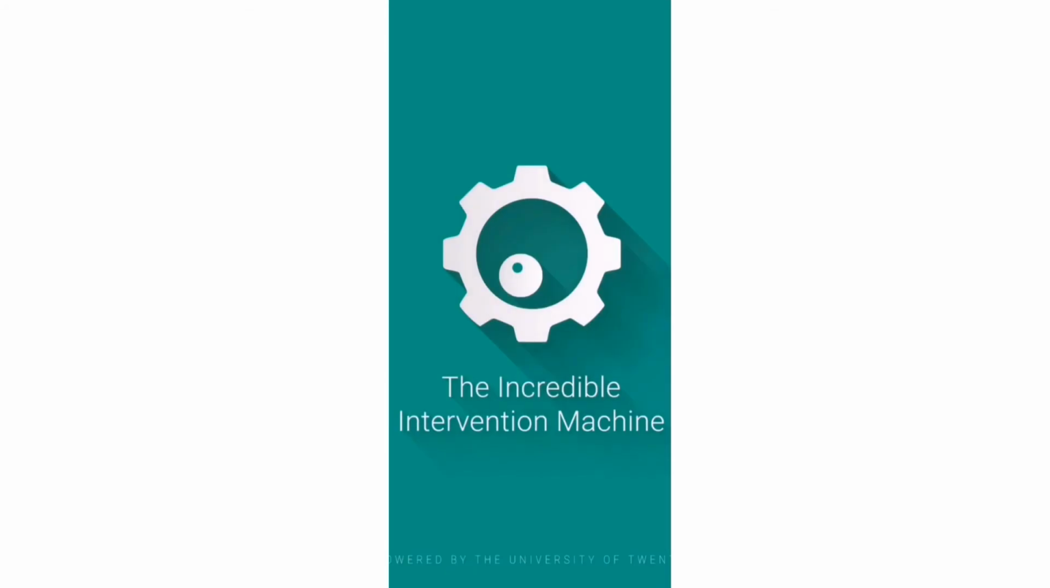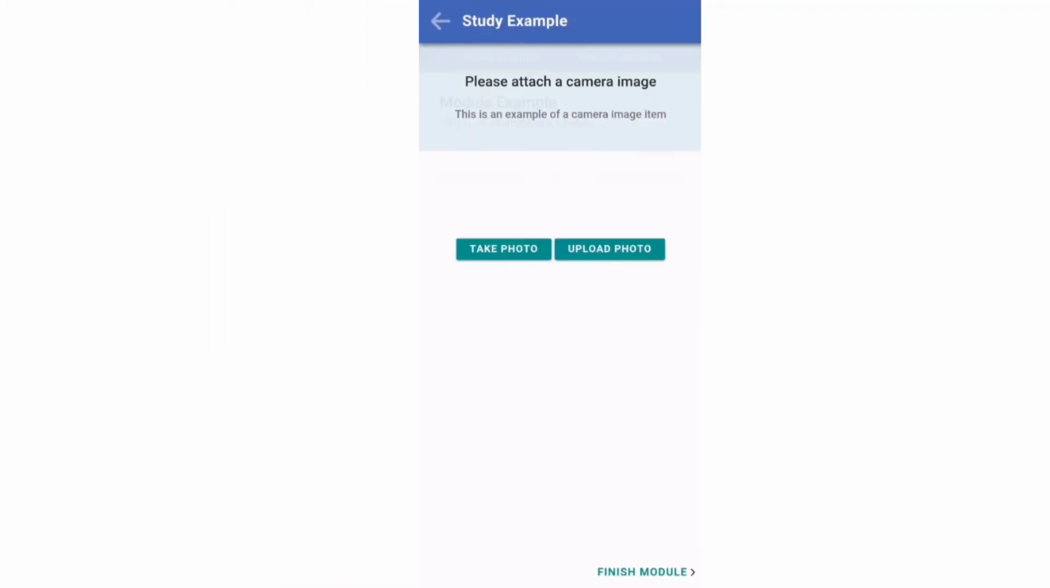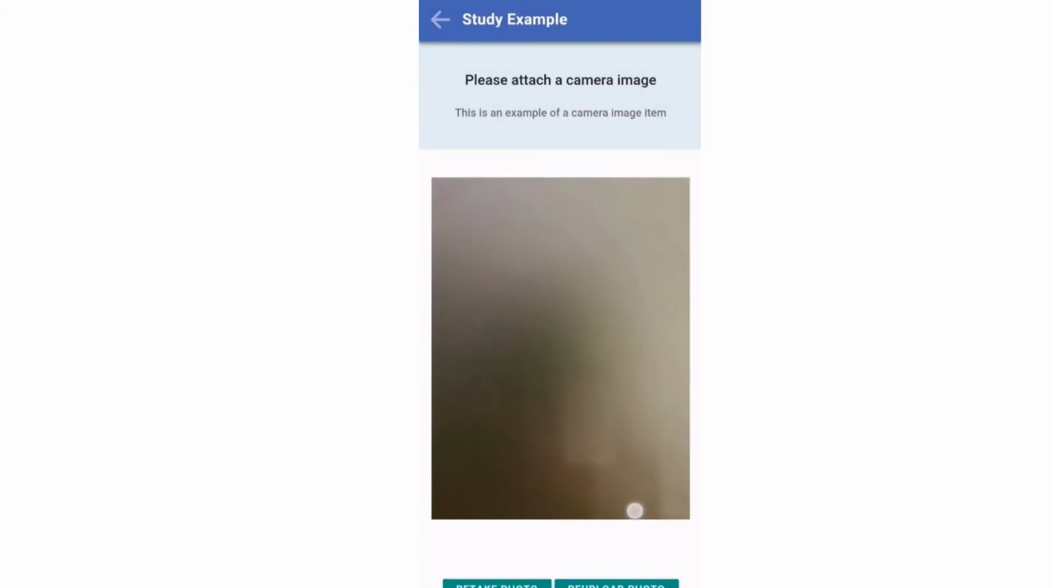When the participant has subscribed to the study and downloaded the TIIM application on their phone, they will be able to open the assigned intervention with its modules and items. A camera image item will enable the participant to take a photo or upload a photo from their phone gallery. If the participant decides to take a photo using their phone, they should click on Take Photo. Then, they can take a photo using their phone camera.